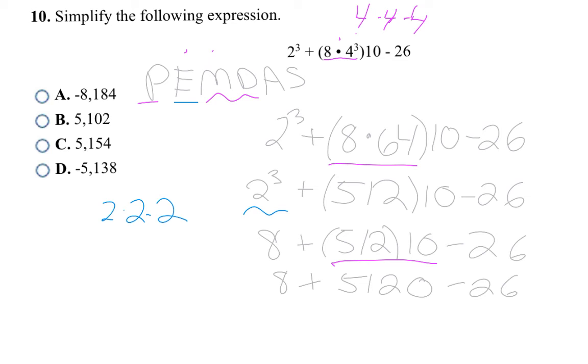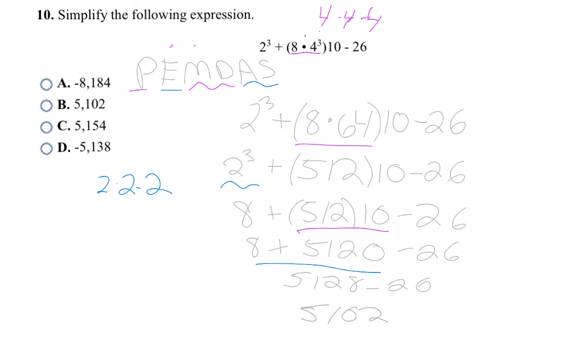And I don't have any more multiplication and division, so then I'm going to do addition and subtraction left to right. So first I'm going to do 8 plus 5,120, which is 5,128. And then I have the minus 26 still. When I do that last piece of subtraction, I have 5,102 as my final answer. So that's going to make B my final answer. And don't be afraid to use a calculator on any of these operations.